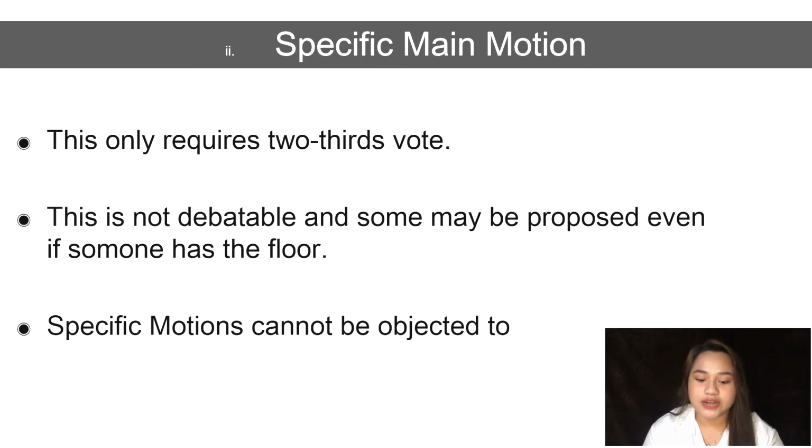Specific main motions are not debatable, and some may be proposed even if someone has the floor. One basic difference between the general main motion and the specific main motion is that the consideration of the subject of a general main motion can be prevented by a two-thirds vote supporting a motion objecting to its consideration, while specific main motions cannot be objected to.